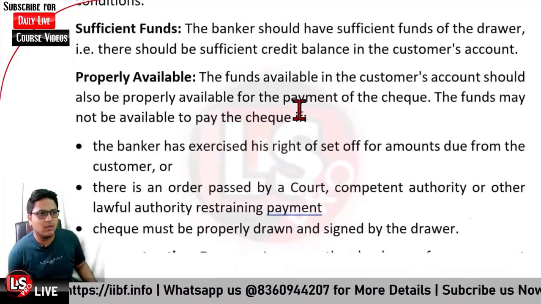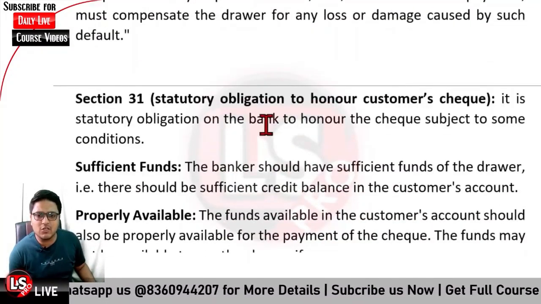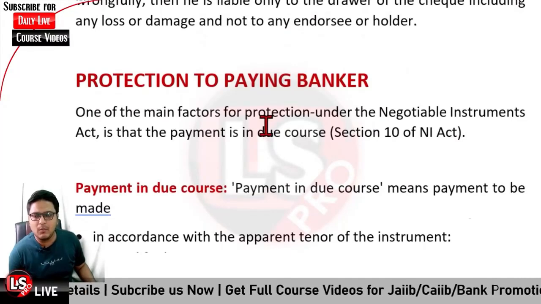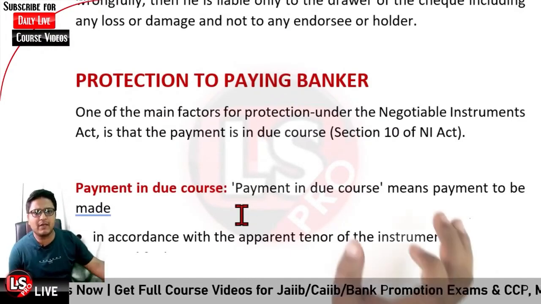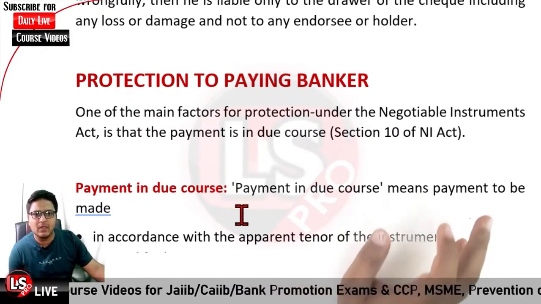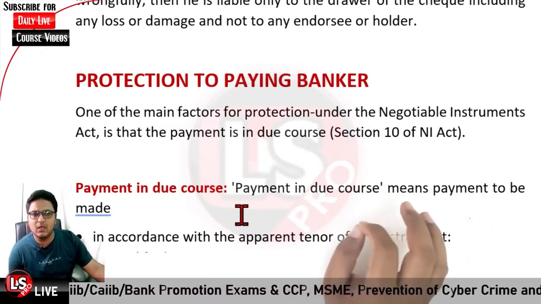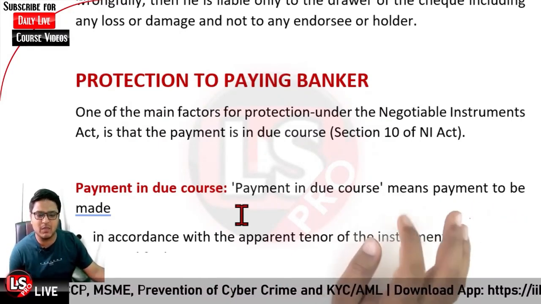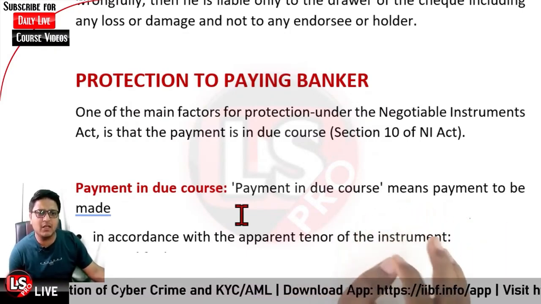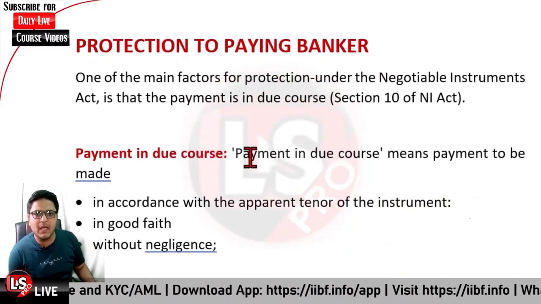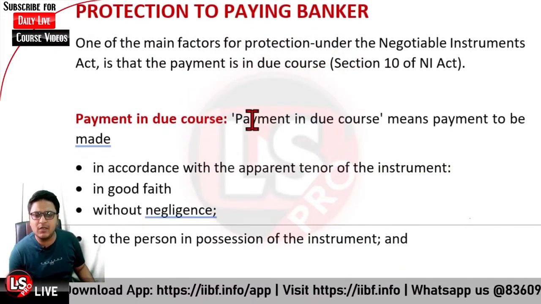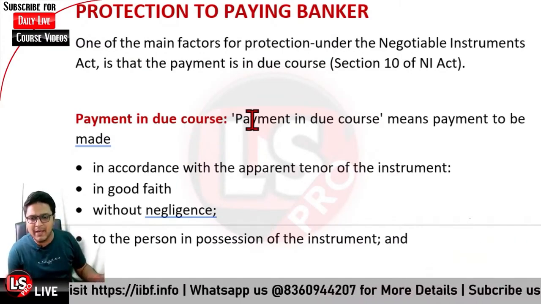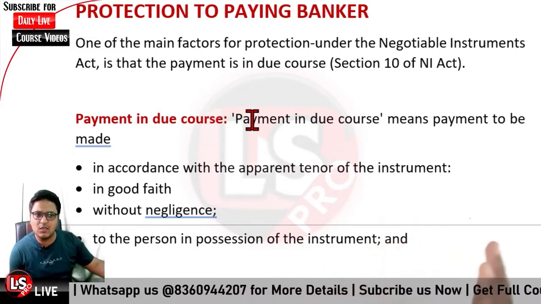So we learned about section 31 over here, that is the statutory obligation to honor the customer's check. Then it is regarding protection to the paying banker. One of the main factors for protection under the Negotiable Instruments Act is payment in due course. We will be reiterating this term again and again. That is section 10 of the Negotiable Instruments Act, payment in due course. Payment in due course means payment to be made in accordance with the apparent tenor of the instrument. The banker is paying as it is mentioned on the instrument itself.